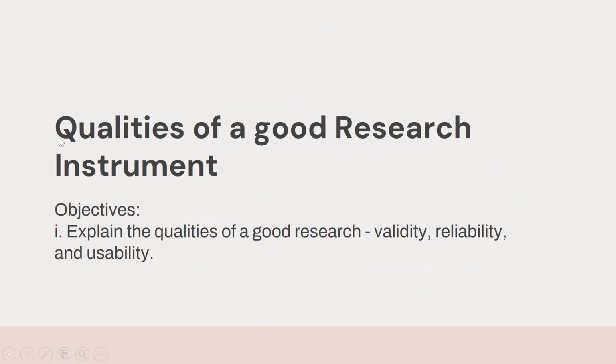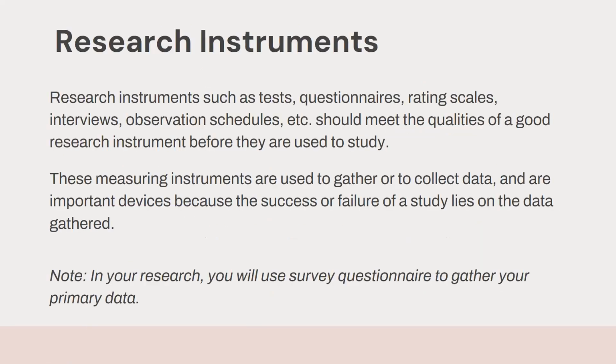So now let's move on to qualities of a good research instrument. The objective is to explain the qualities of a good research instrument. I-discuss din natin yung validity, reliability, and usability. So research instruments, ito yung mga test, questionnaires, rating scales, interviews, observation schedules, and etc., they should meet the qualities of a good research instrument before they are used to study. So these measuring instruments are used to gather or to collect data and are important devices because the success or failure of a study lies on the data gathered.